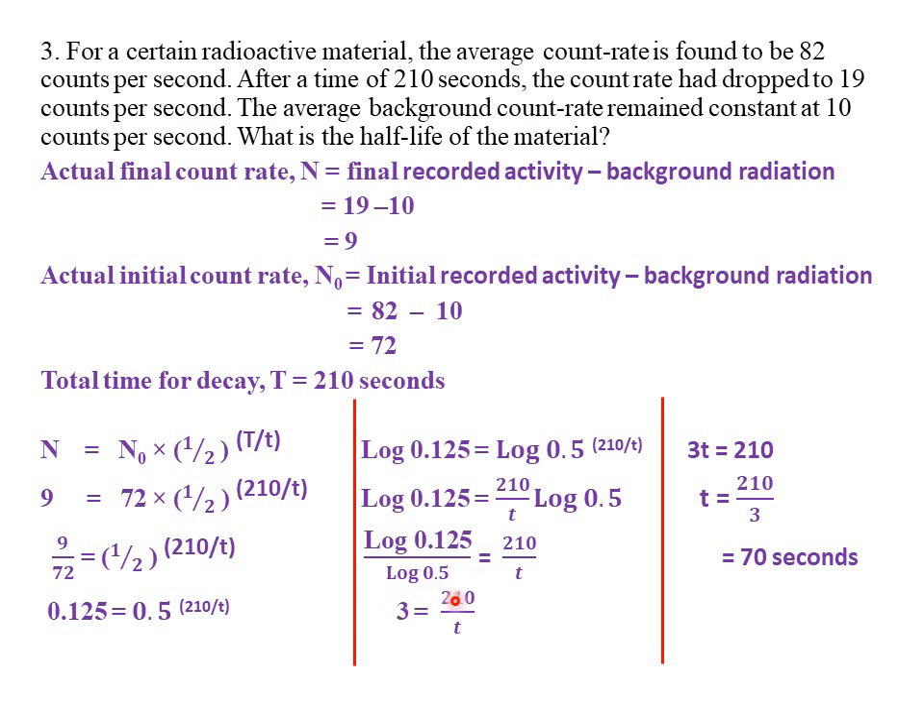Therefore, 3 is equal to 210 over t. Of course, if I multiply both sides by t, I'm going to have 3t is equal to 210. Therefore, t will be 210 divided by 3, which gives us 70 seconds as the half-life of this particular material.